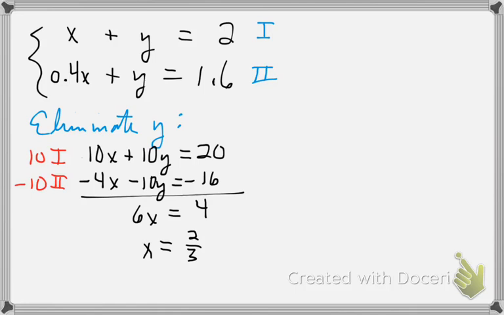Then we could back substitute. I'm assuming you want to back substitute into the first one. 2/3 plus y equals 2. That means y equals... So 2 would be 6/3. Minus 2/3 is 4/3.